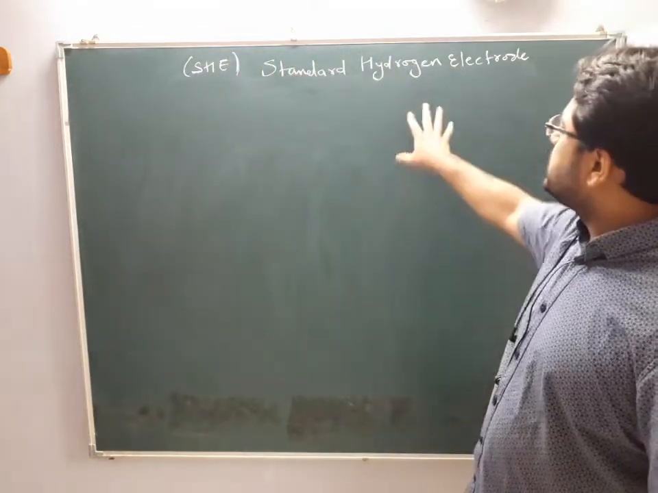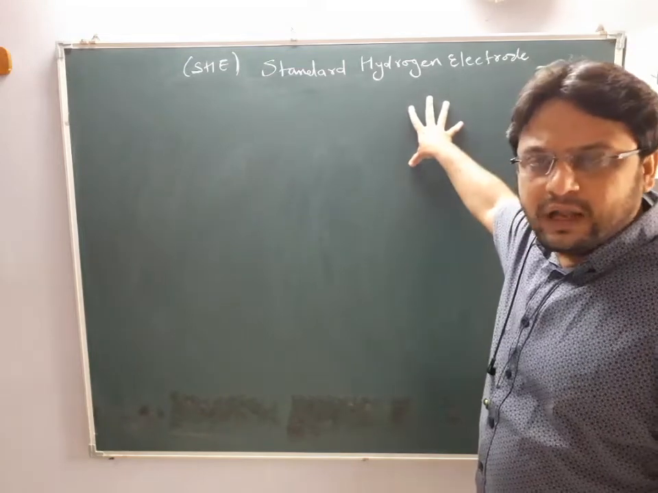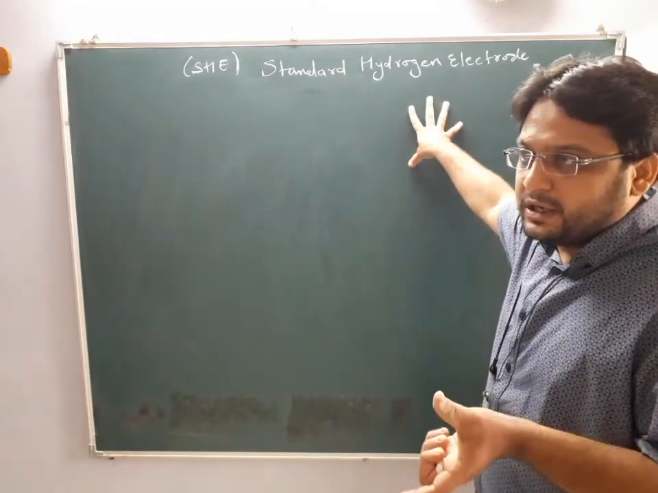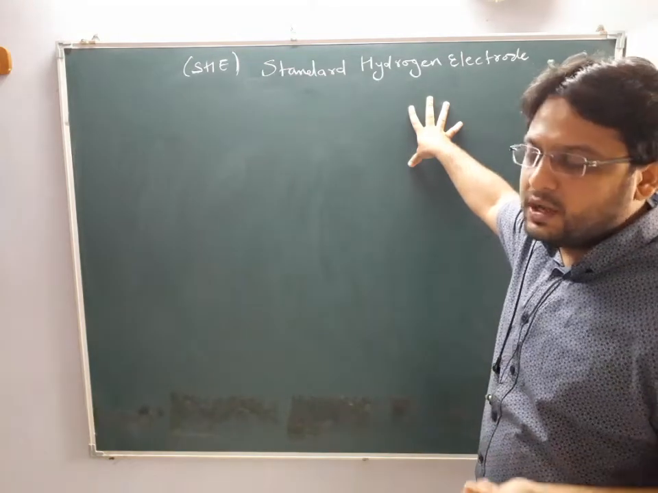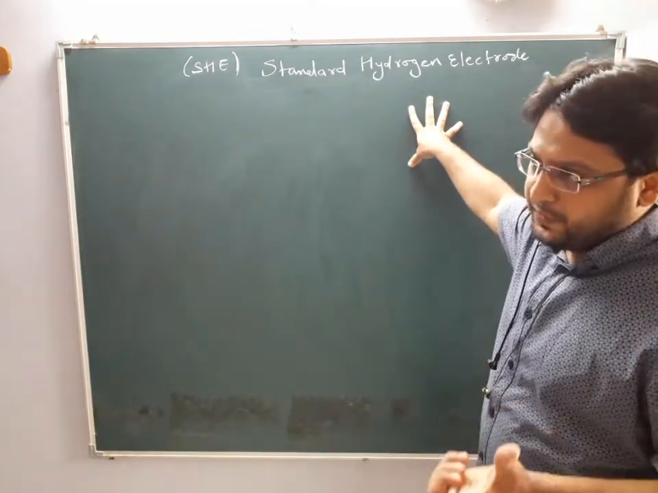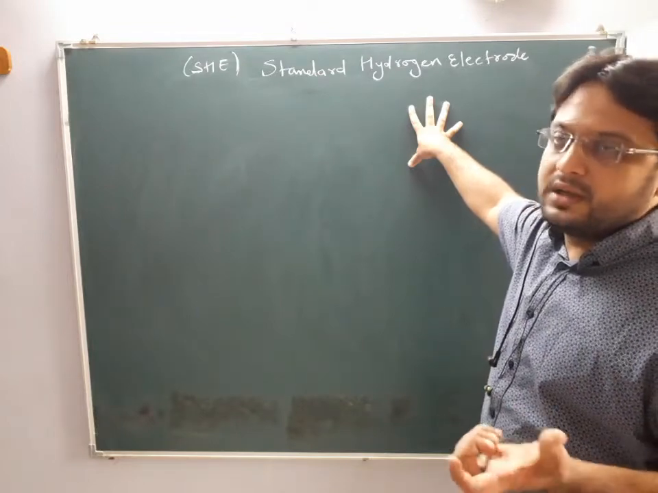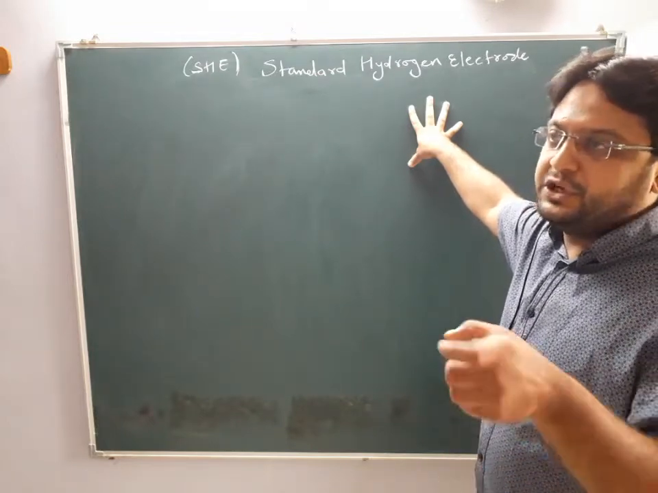Clear? So this is not a normal electrode like we have studied. That was zinc, a metallic strip. The zinc electrode was dipped in zinc sulfate solution. Then we took copper, which was dipped in the copper sulfate solution. Then we took Ag, which was dipped in the AgNO3 solution.